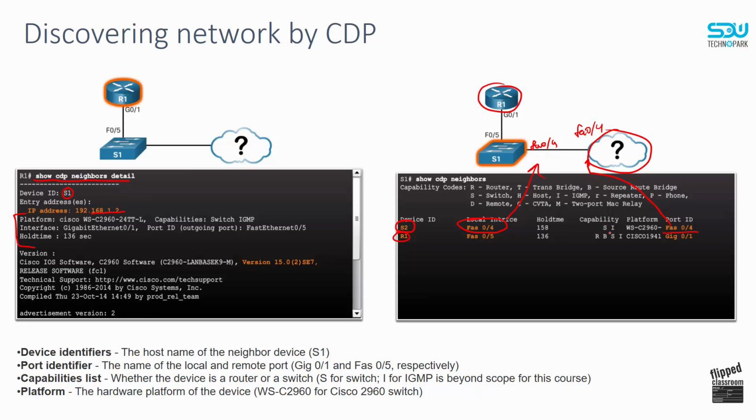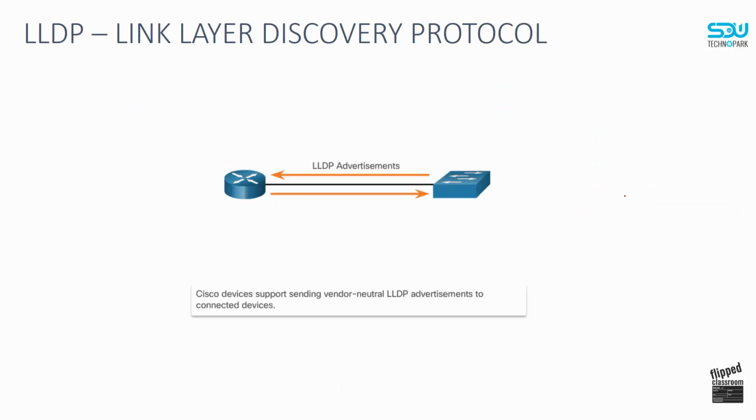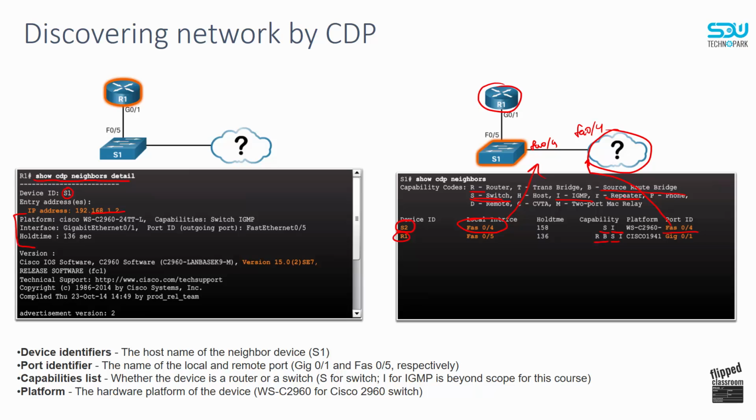We also have capability information. For example, for the router we have R, which means router. It can be B, source route bridge, it can be S, switch, and the IGMP protocol is available on that equipment. Let's take a look at the switch, where we have S. It means that it is a switch, and it can work as a repeater. As you saw here, it is a very useful protocol for managing and discovering the network topology.